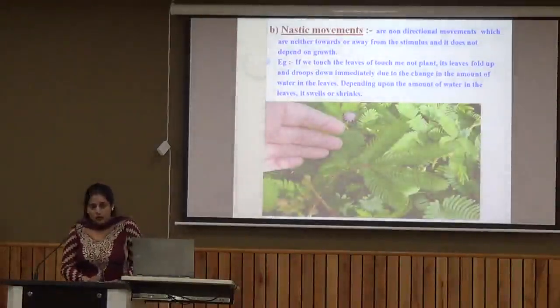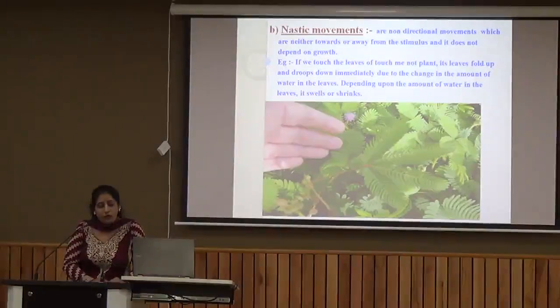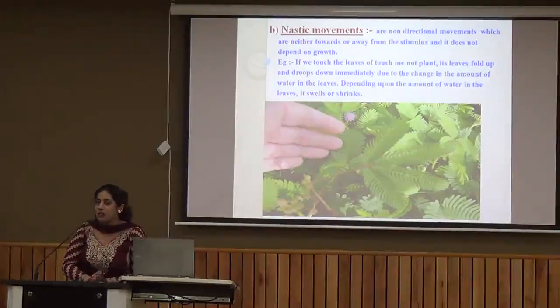Next is nastic movement. Two types of movement we are talking about. Tropism we are done with. Now we are on nastic movement. Nastic movements are non-directional movements, either towards or away from the stimulus, and they do not depend on growth. So what's the basic difference? Tropic movement is directional, whereas nastic is non-directional. Tropic is growth dependent, whereas nastic is growth independent.